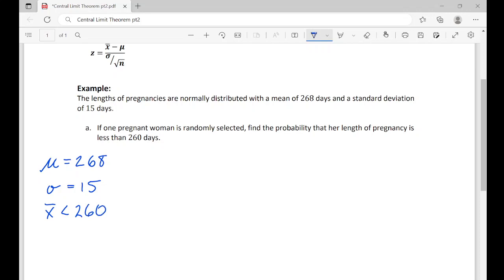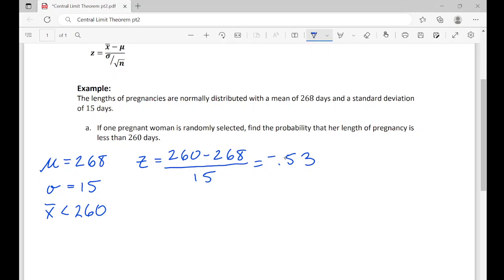Once we have all information, now we're just going to plug it in and find our z-score. And since it's a single individual, one woman, we don't need the one with the square root of n in the bottom. So z equals 260 minus 268 over 15. And when we get our answer here, we're going to get a negative 0.53.